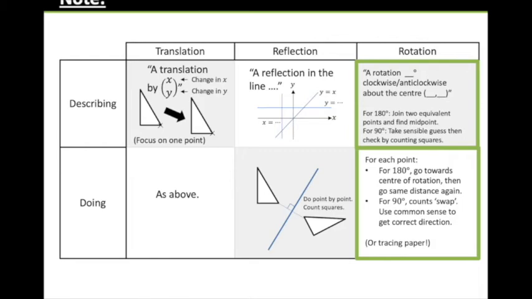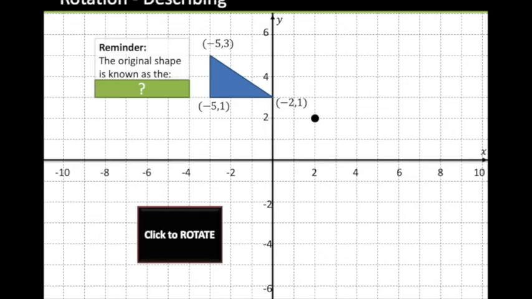Okay, let's see more examples. Right, this one here. Just a reminder, the original shape is known as the object, and here we are going to rotate this object. I put down the coordinates already, and by the way, this is measured from the center of rotation, not from the origin. For example, that point there, from this center of rotation, it is 2 units to the left and 1 unit up. Okay, let's rotate this.